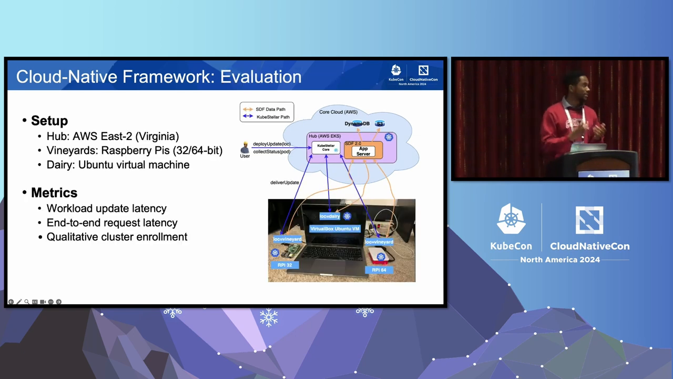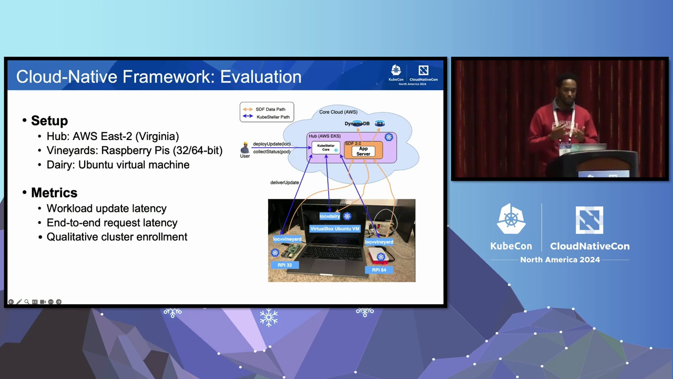To evaluate this framework now, we deployed it on the hardware prototype shown here, where the hub that I just told you about with AWS is running in a data center in Virginia, which AWS also calls US East 2. And then on the edge, we have Raspberry Pis that represent vineyards. That is two vineyards in this case, shown on the left and right. And then my laptop represents a dairy farm running on a virtual machine that is Ubuntu.